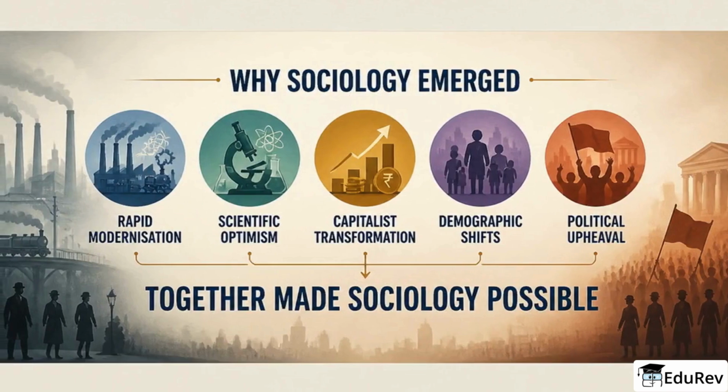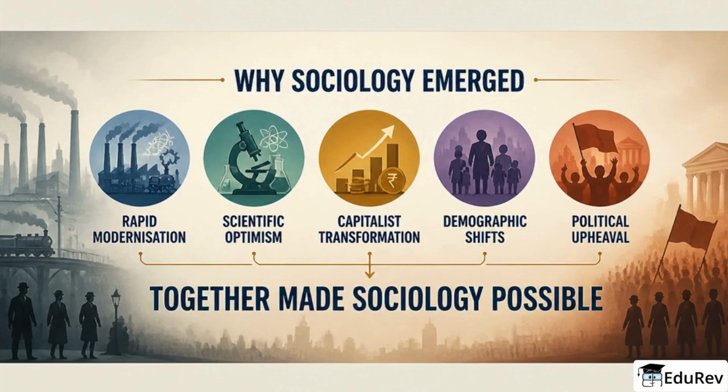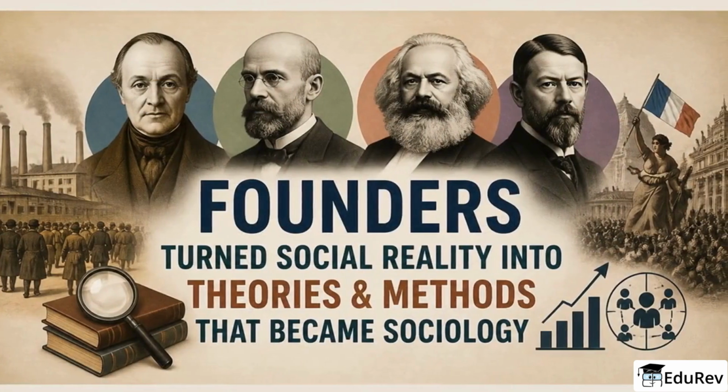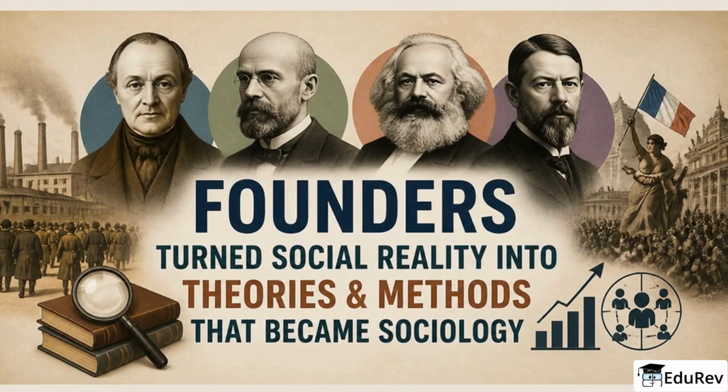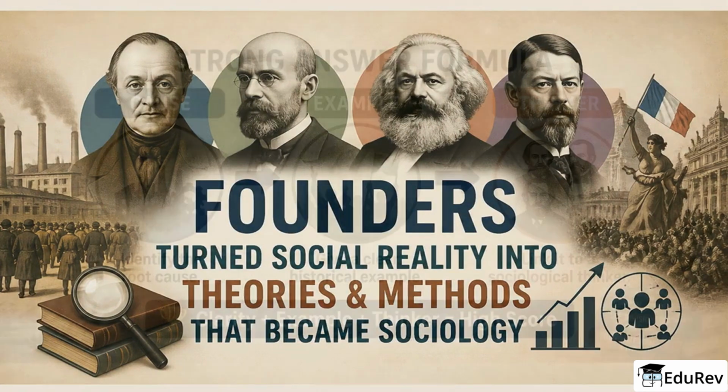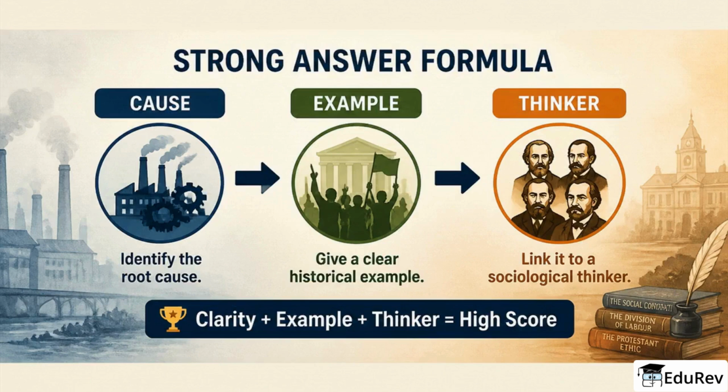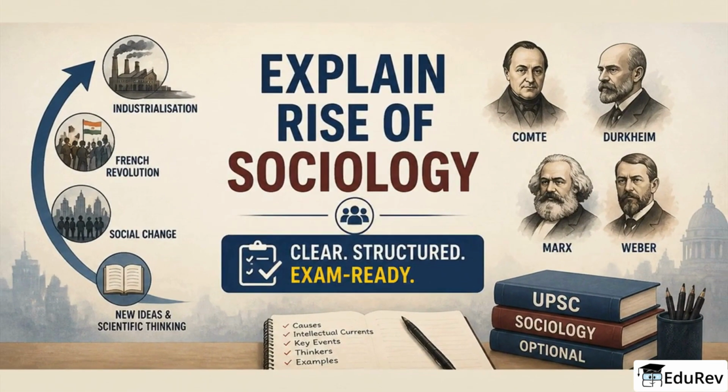To summarize, rapid modernization, scientific optimism, capitalist transformation, demographic shifts, and political upheaval together made sociology possible. Founders like Comte, Durkheim, Marx, and Weber turned these conditions into theories and methods that became the discipline. In exam answers, link each cause to a clear example and a thinker to score clarity and conceptual depth. You are now equipped to explain the rise of sociology in a crisp, exam-ready way and to give relevant examples.